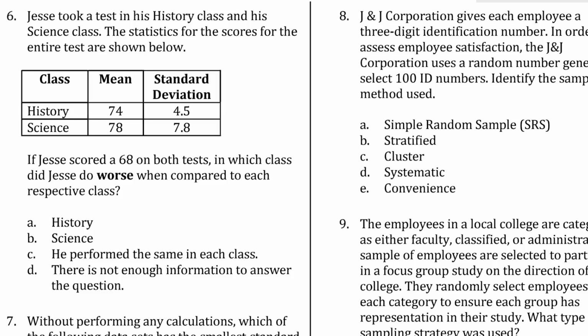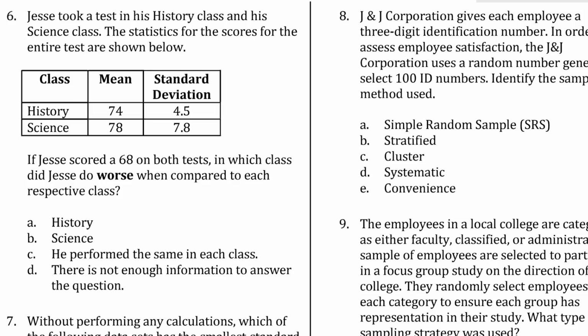So number 6 says, Jesse took a test in the history class and in science class, and the statistics for the scores for the entire test are shown. And so we have the stats for these classes, and it says if Jesse scored a 68 on both tests, so both his history and his science test, in which class did Jesse do worse when compared to each respective class?